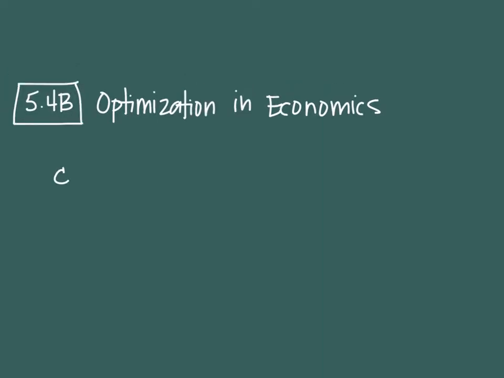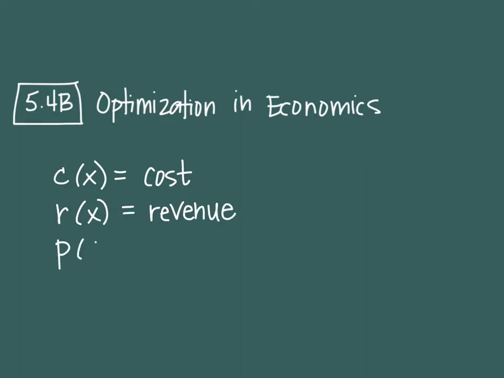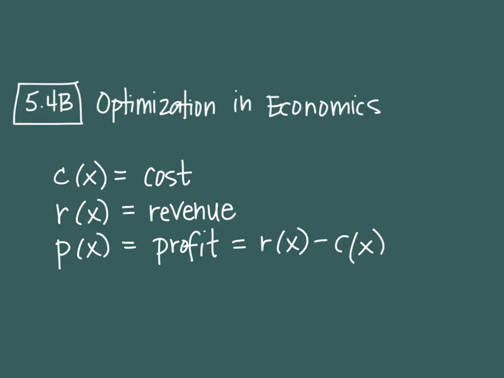You have C of x, which always refers to the cost function. We have R of x, which always refers to revenue. We have P of x, which refers to profit. And how does P of x relate to the other two? Right, it's your revenue minus your cost. Profit is always revenue, the money that you're taking in, minus cost, which is the money that you have to spend. And so then you've got profit.